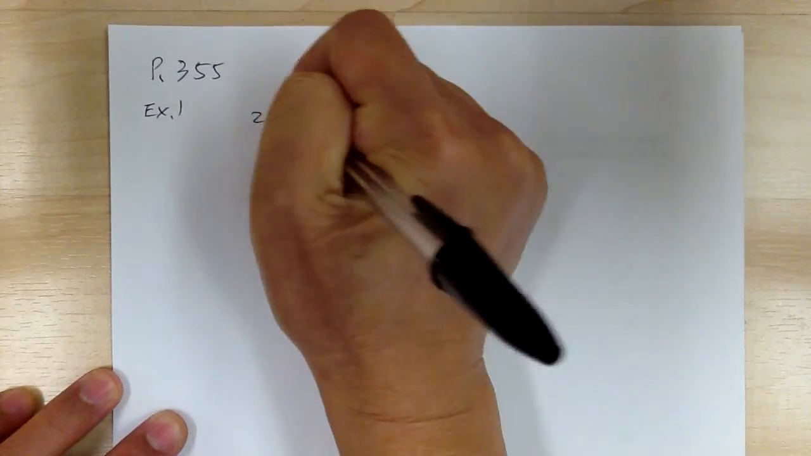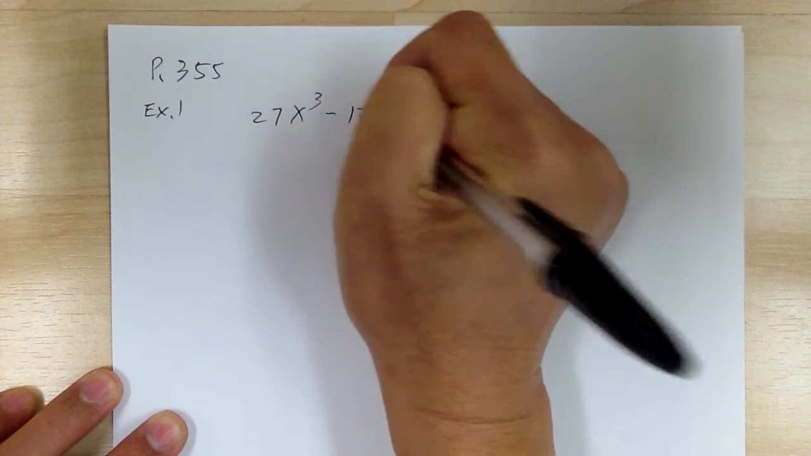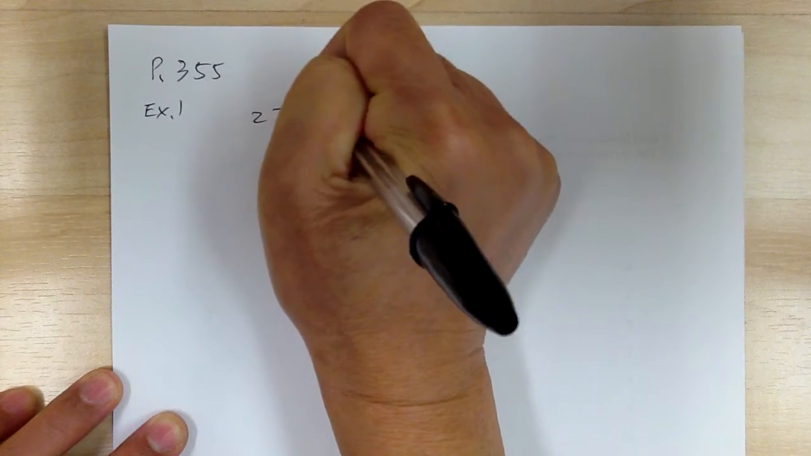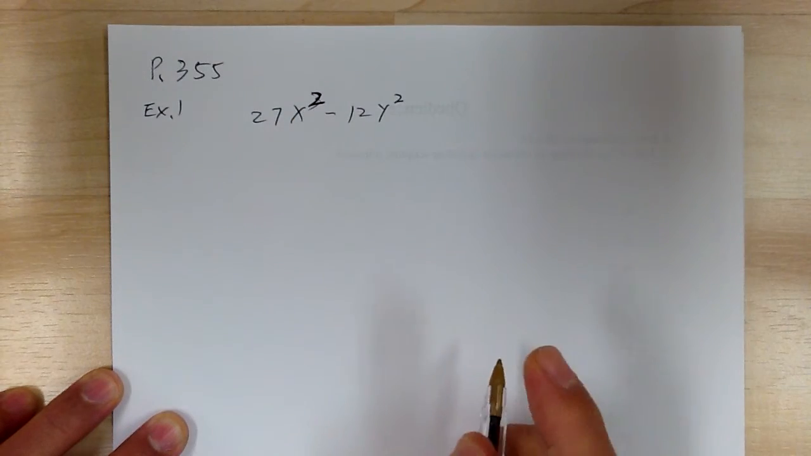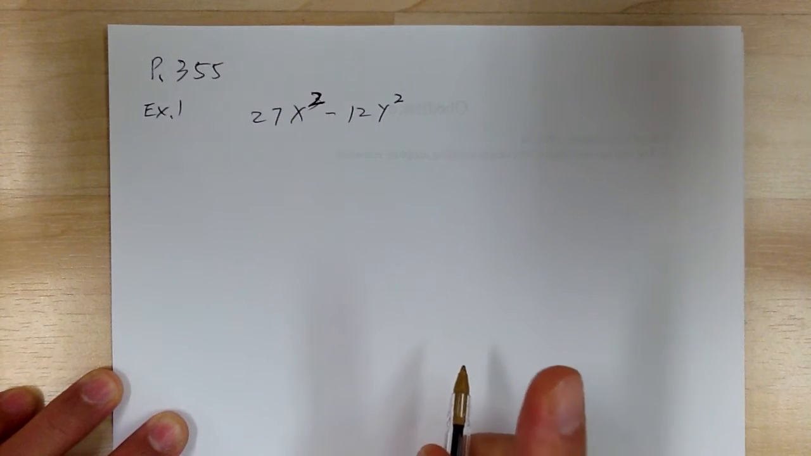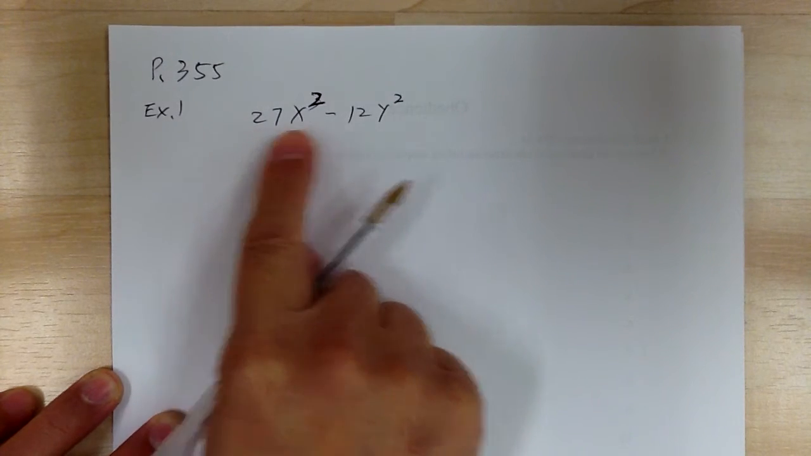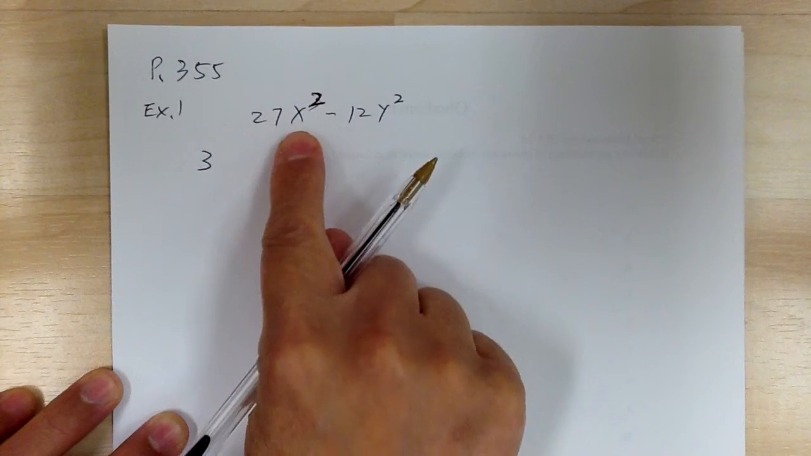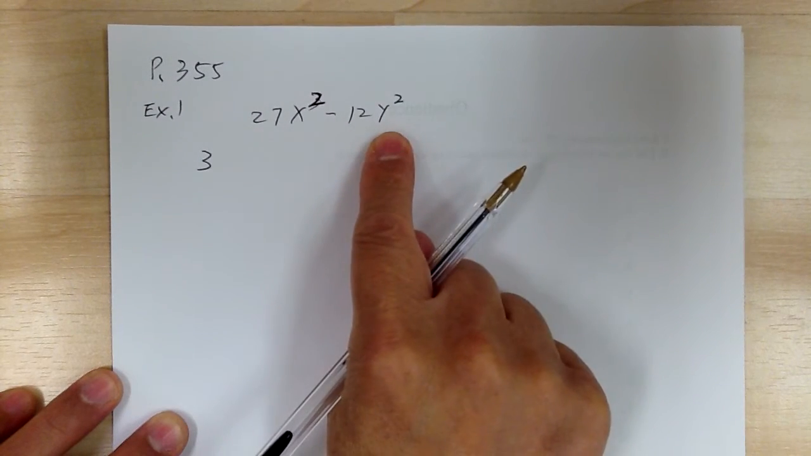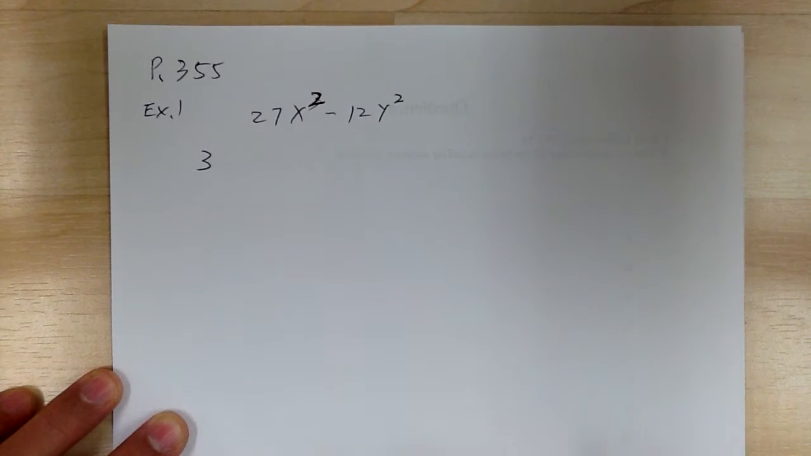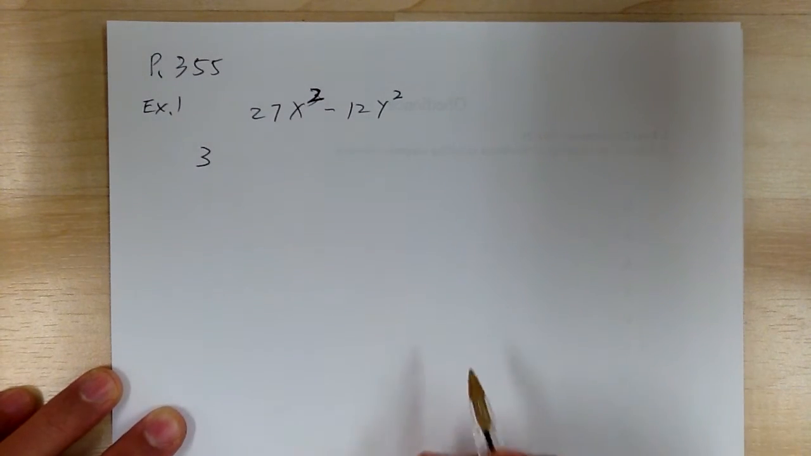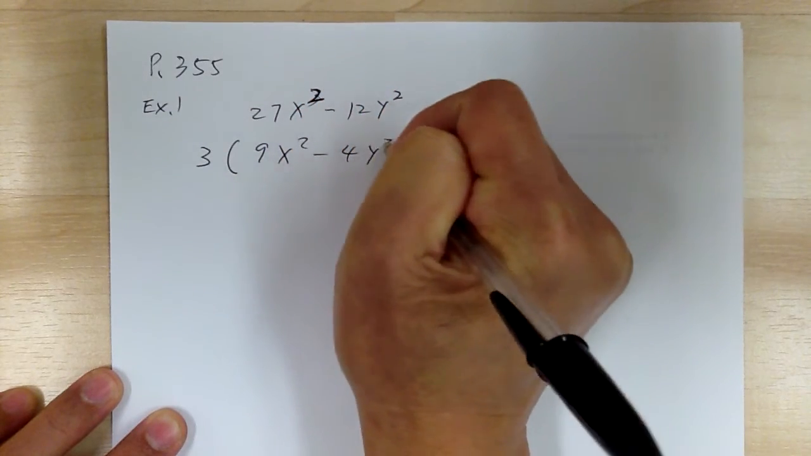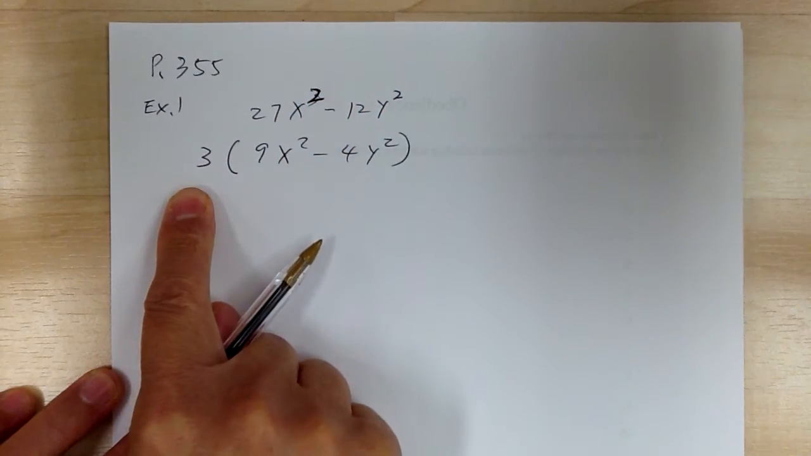You have 27x squared minus 12y squared. So step 1, common factor. What you need to do is look at the numbers 27 and 12. You can factor out the 3. The variable cannot be factored out because you don't have y here, and you don't have the x over here. Common factor is what they have in common. So factor out the 3, you're going to get 9x squared minus 4y squared. That's your step 1, common factor.